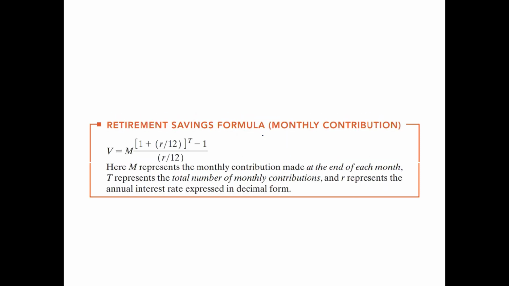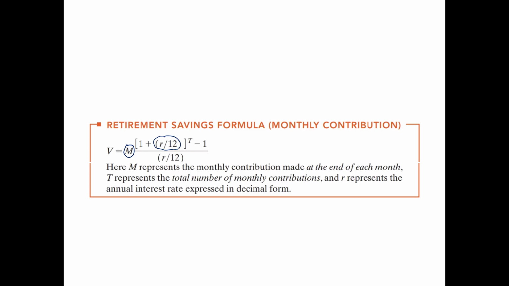And so here's your retirement savings formula, how we adjust it for the monthly contribution. So instead of P, we're calling it M, and this is your monthly payment, your monthly contribution, right? Instead of 1 plus r, it's 1 plus r divided by 12, which a lot of the times we can't do in our head anymore.